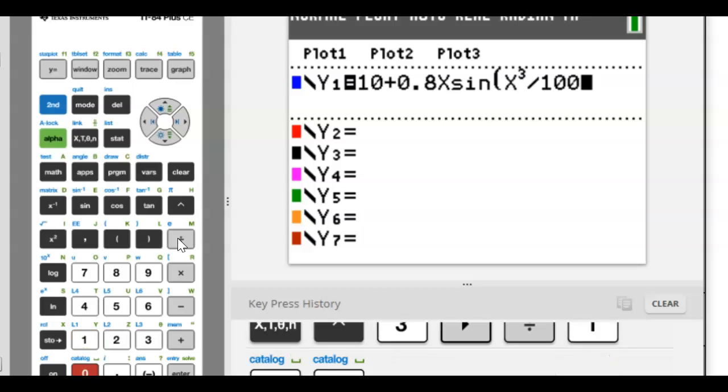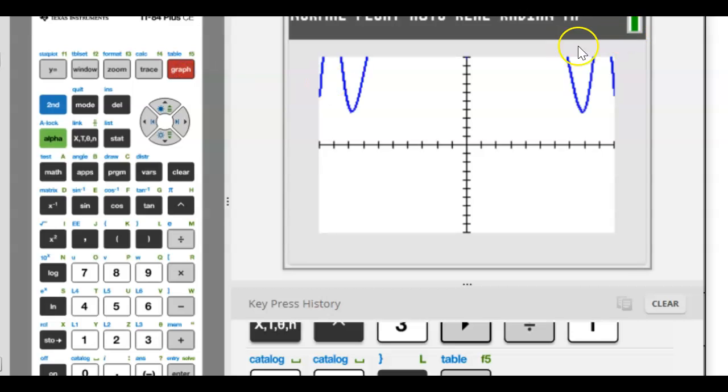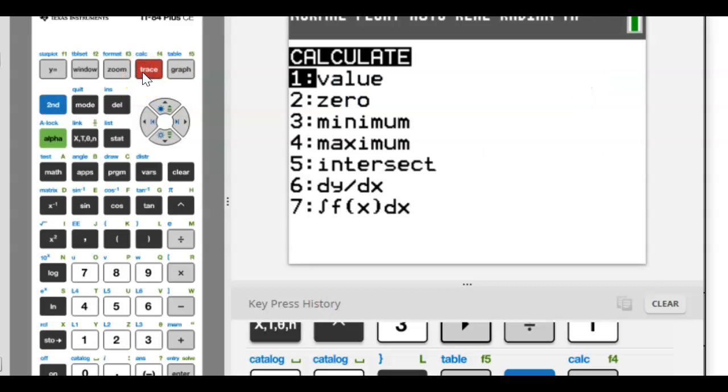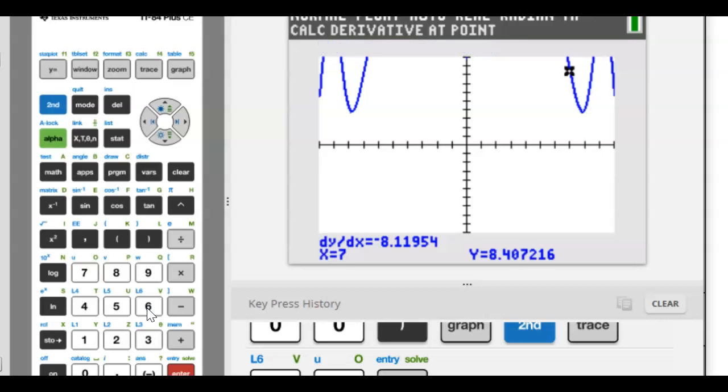Okay, and I'll close my parenthesis. All right, so we'll go ahead and graph this. And it doesn't matter that we can't see our graph. It doesn't matter. So we want the value of the derivative. So we're going to go to second, calc, and we're going to do number 6. And we want when t equals 7. So we're going to type in 7 and hit enter.